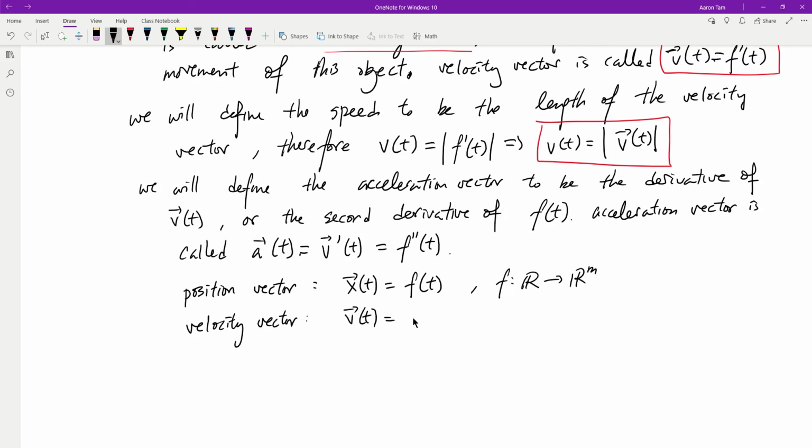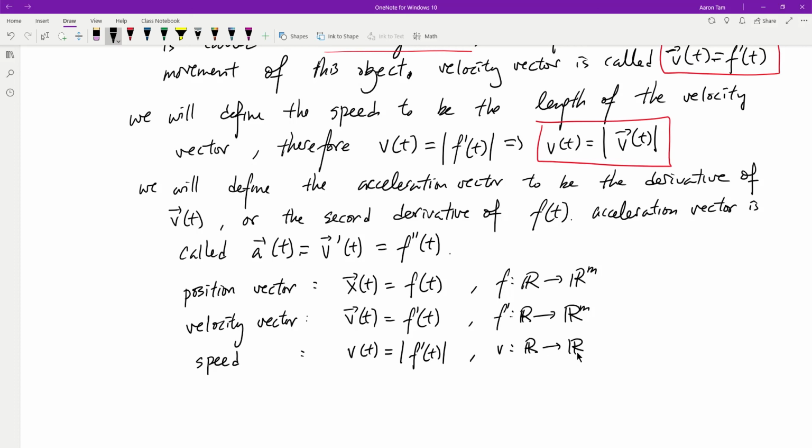Velocity vector. So velocity vector is vector v of t. That would equal f prime of t. And notice that f prime of t also maps from R to Rm. So it defines a direction in Rm with a single input t. Now this one is a tricky one. How about speed? Speed is v of t, which is equal to the length of f prime of t.